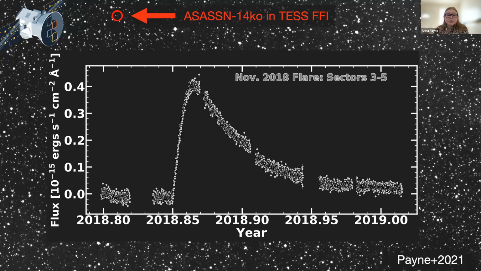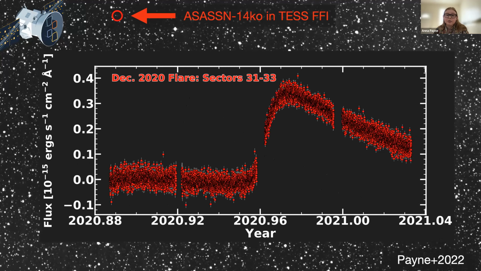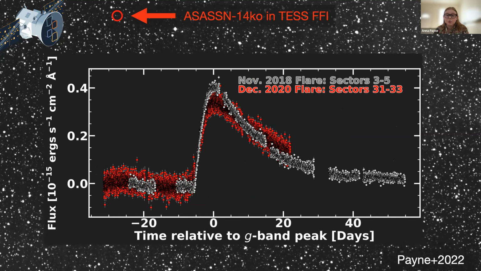And TESS provides us with the most detailed look we have of these flares. One complete event was captured during sectors 3 to 5, and again during the extended mission during sectors 31 to 33. And note here the scatter is larger because of the 10-minute cadence. So this puts us in a really unique position to compare flare evolution in a highly detailed manner for 2 flares that were separated by 2 years.